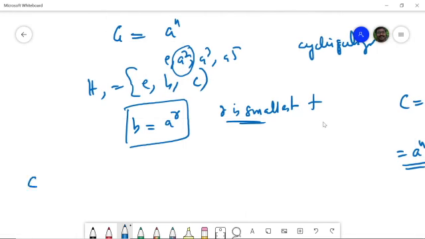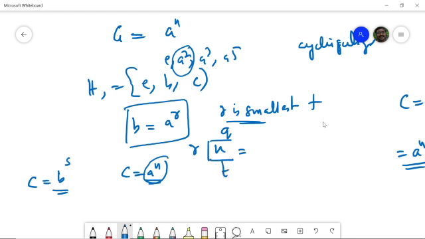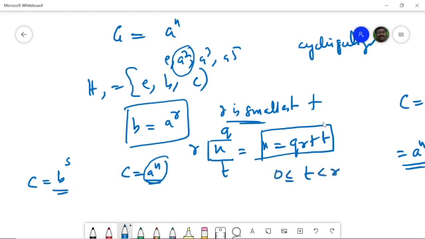I will take an arbitrary element c in H. I will show that this c can be written as a power of this b. Anyway, c can be written as a power of a, because the group is cyclic. Now I will divide this n by this r, where q is the quotient and t is the remainder. So n can be written as qr plus t, by the division algorithm, and this t has the property that it is greater than or equal to 0 and strictly less than r.